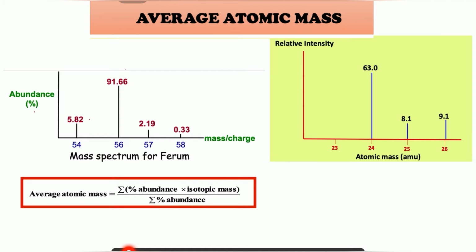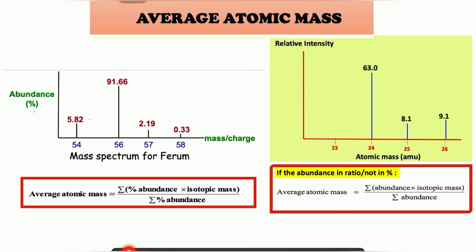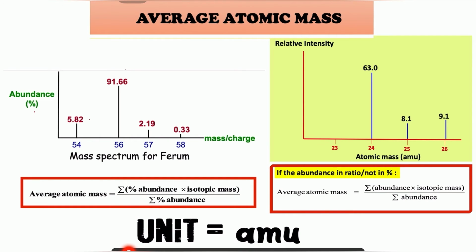So this one is the mass spectrum, but it gives you the abundances or relative intensity not in percentage. It is in the form of a ratio. For this mass spectrum, you can see that there are 4 isotopes, and this is the value of the intensity, but not in percentage. So if the abundance is in ratio or not in percentage, you can use this formula: average atomic mass equals the total of abundance times isotopic mass, per total abundance. The unit of the average atomic mass is AMU.